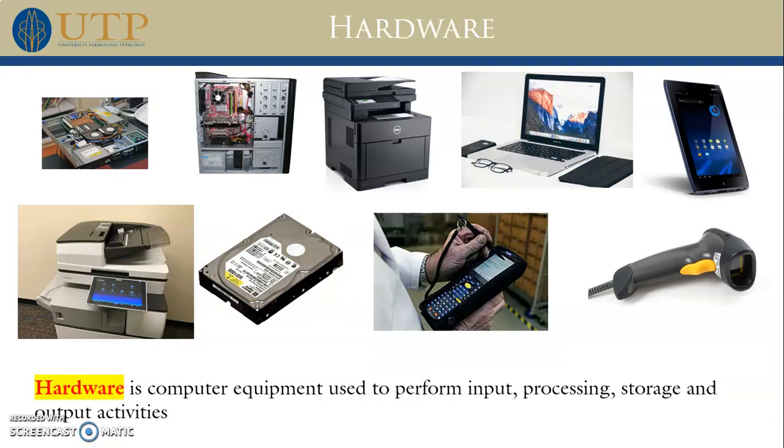So we're gonna go into each of the components. First is the hardware. Hardware is computer equipment used to perform input, processing, storage, and output activities. As you can see in this picture, there is hardware used for input, such as the keyboard, for processing, such as the CPU, the storage, such as the hard disk, your USB disk, and also you would have the printer as an output device.